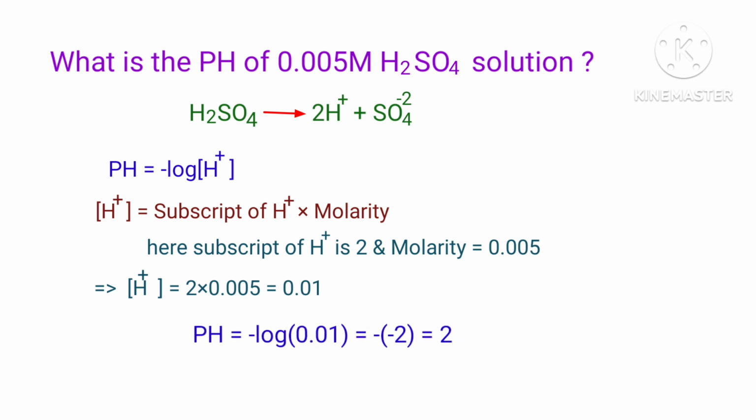So pH is equal to minus log of 0.01, that equals minus of minus 2, that equals 2. So pH is equal to 2.